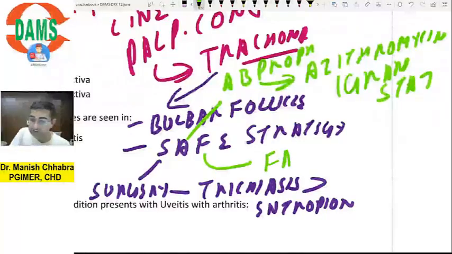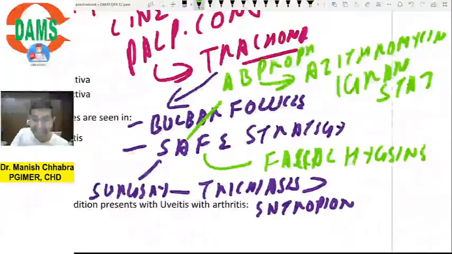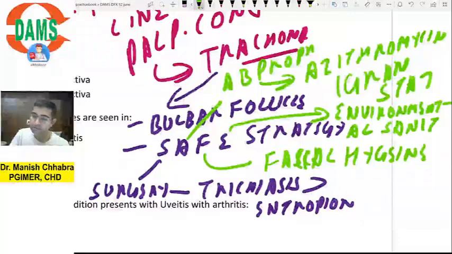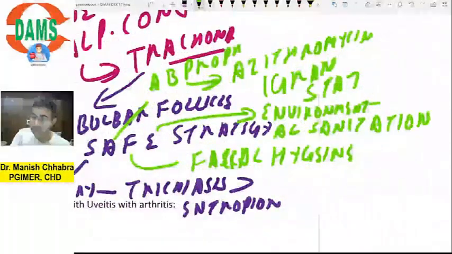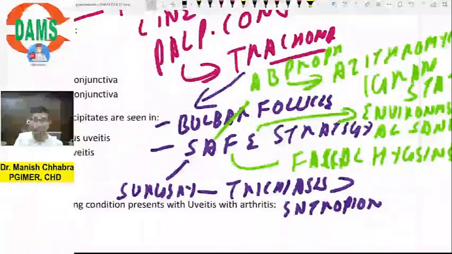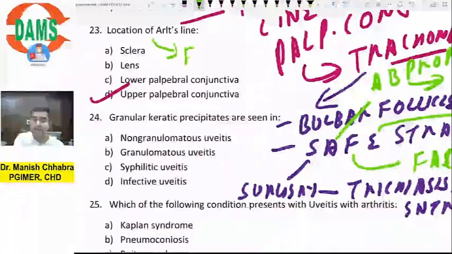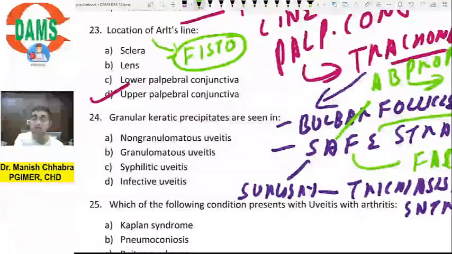F for facial hygiene or facial cleanliness. E for environmental sanitation. This is the full form of SAFE strategy. So it is environmental sanitation. SAFE strategy is practiced. And what is the WHO classification of trachoma? WHO classification is FISTO. FISTO is the WHO classification. So all these are important features of trachoma.